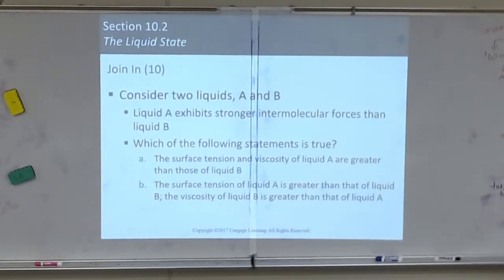Because it's stronger, it's going to be more resistant to flowing because it wants to stick to its buddy, who also wants to stick to its buddy, who wants to stick to its buddy. These guys are all sticking together. They're not going to flow well. So if they don't flow well, it's got a high viscosity.